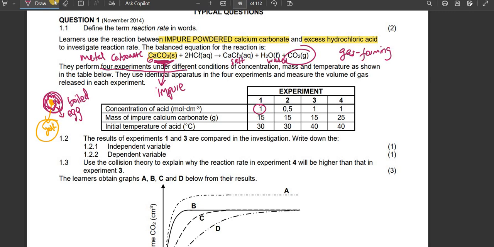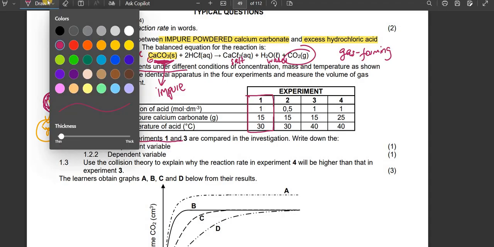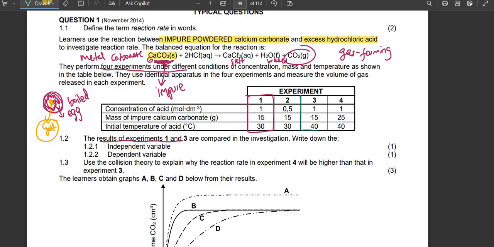Now they said they are comparing the results of experiment 1 and 3. I want you to check experiment 1 and 3. I'm just going to zoom in on them. This is experiment 1, and then this is experiment 3 here. When you look at those two experiments, you must check to see what was kept constant and what was changed. I want you to take a second to look at them. What was kept constant? What was changed? Can you type it for me there?